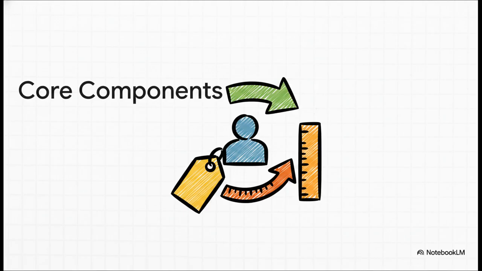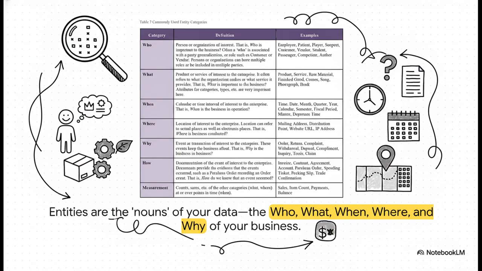Let's break these down a little more. First up, entities. The easiest way to think about them is as the nouns of your data. They're the who, what, when, where, and why of your business.